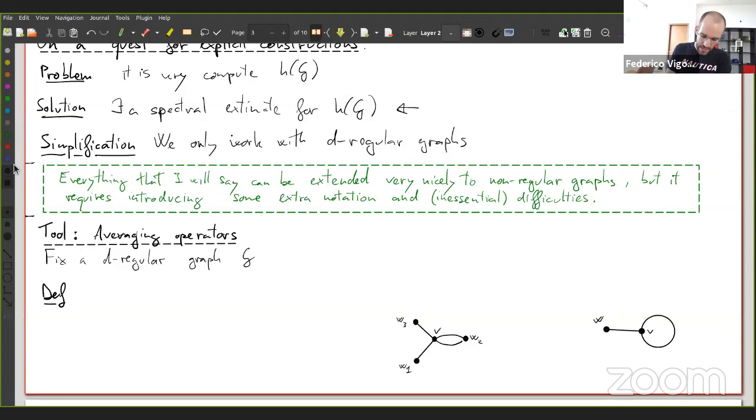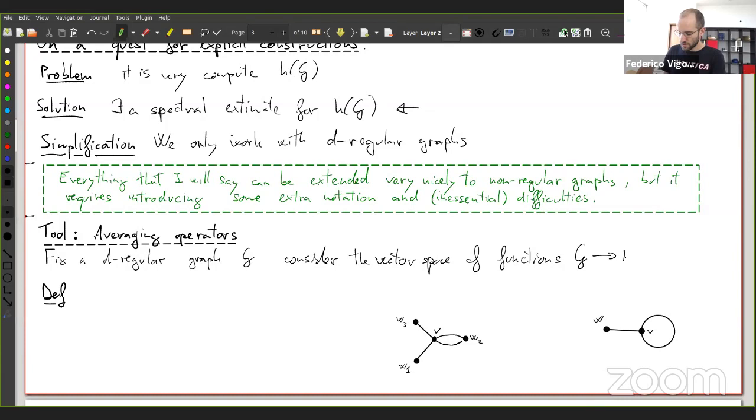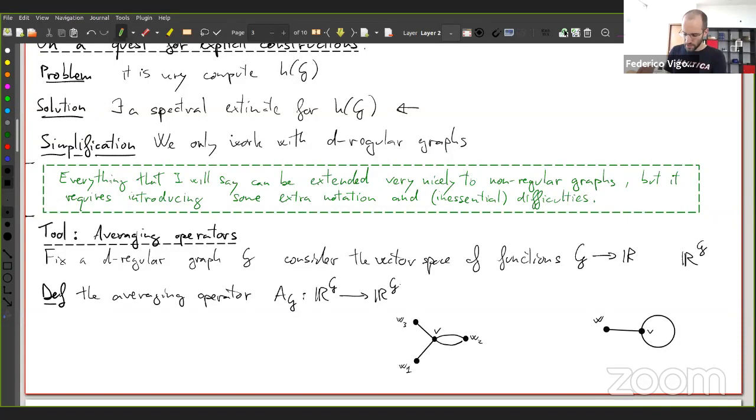So we fix a regular graph G, and then we can consider the vector space of functions from the vertices of the graph to the real numbers. And this I denote by R^G. That is, we just associate to every vertex a number. And the definition is that the averaging operator is denoted by A_G for today. And it is an operator from this vector space onto itself, which we just denote by A if G is clear from the context.